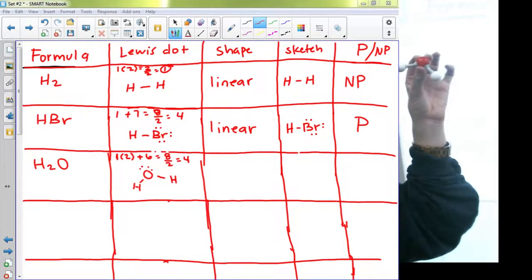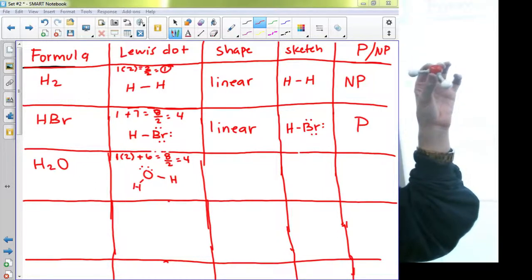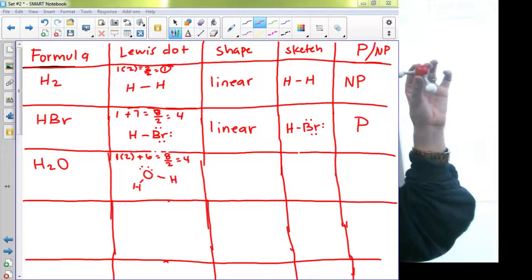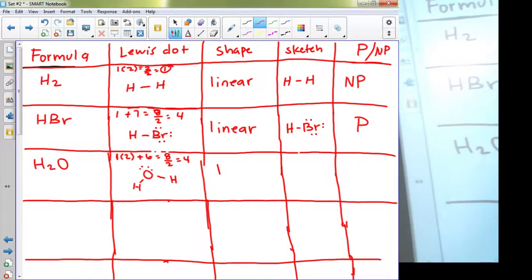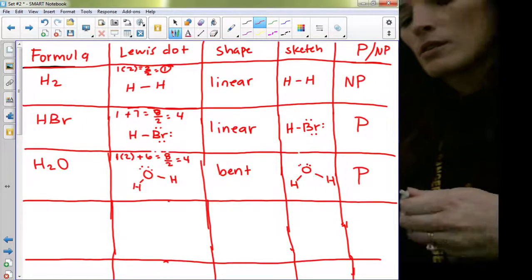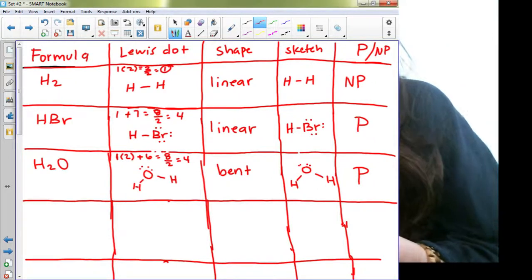I can see what shape is this. It was in a line, and then what happened? It became bent. Okay? So this is bent. So we would show the oxygen with the hydrogen being pushed down. Is this polar or non-polar? It's polar. If there's lone pairs on that central atom, it's polar.